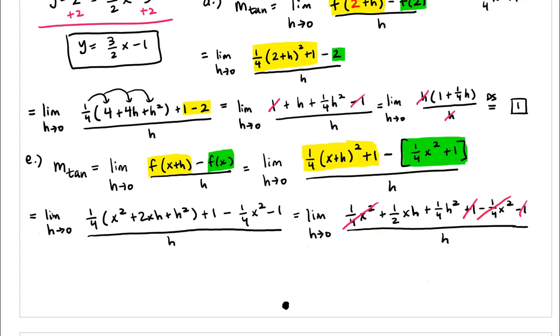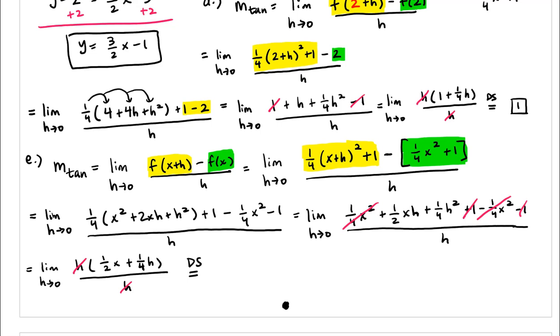All right, so at this stage now we can factor out an h outside of our numerator. If we do that, we would be left with 1/2 x plus 1/4 h. And then we still have h in the denominator. I can now cancel out these h's. And at this point, I can use direct substitution.